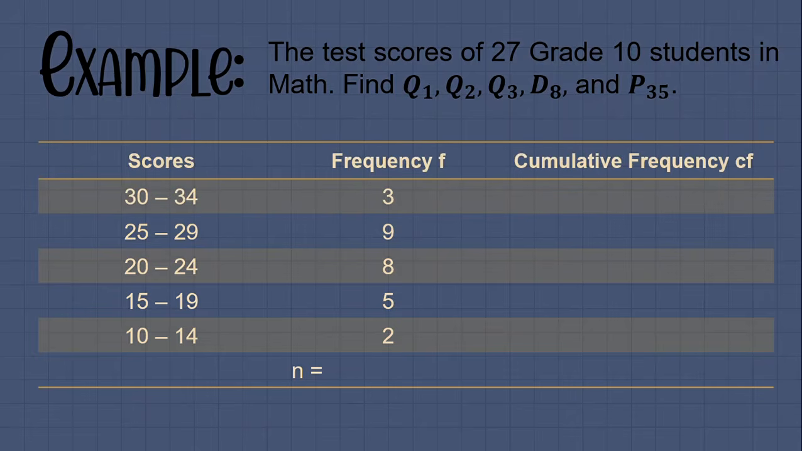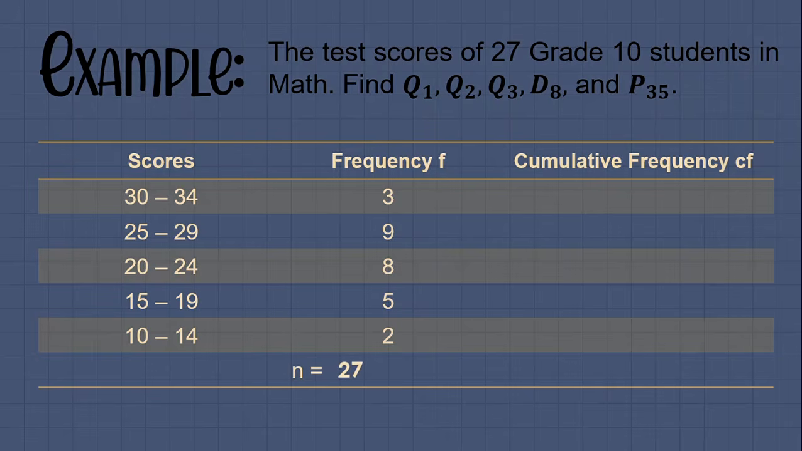Now let's have an example on how we can use the formulas in calculating the quartiles, deciles, and percentiles of a given group data. For example, we have this given group data, and our first step is to find the total number of frequency. Now, how can we do that? We can just add up all of the numbers in the frequency f. So our n is equal to 3 plus 9 plus 8 plus 5 plus 2, that is equal to 27.